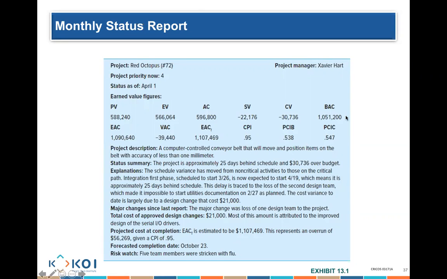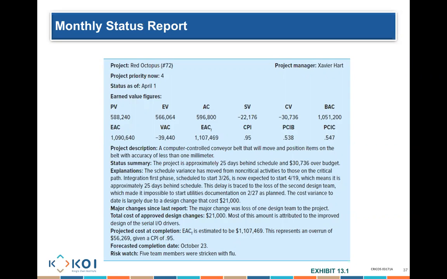What is BAC, guys? How much was my project budgeted to cost at the end of the period? So my budgeted cost for the project is $1,051,200.